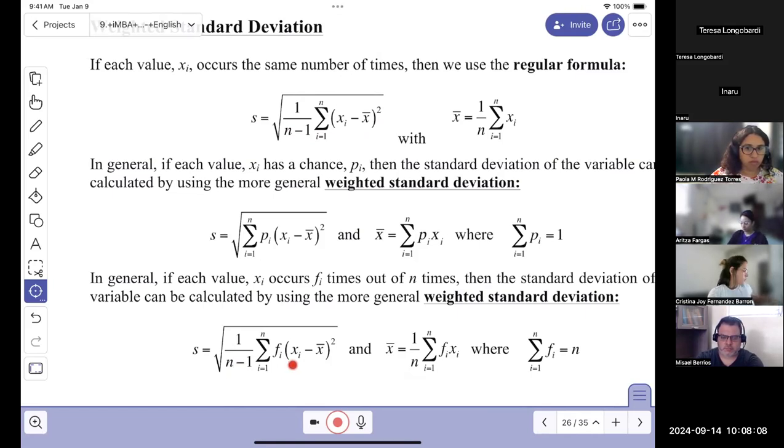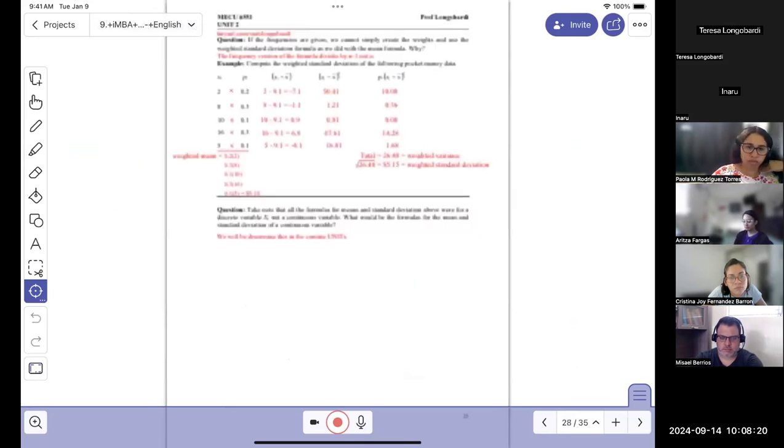So anyway, that's mimicking that one there. And don't get intimidated by this. These just have to add to 1. These have to add to n. Frequency. All right.